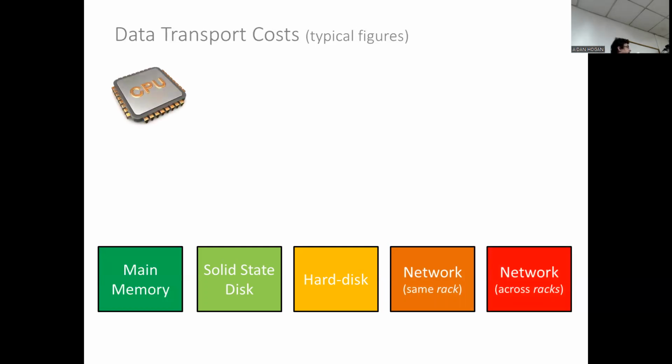So we have a CPU. And what we want to talk about now is the cost of getting data from storage to a CPU. So we have main memory.